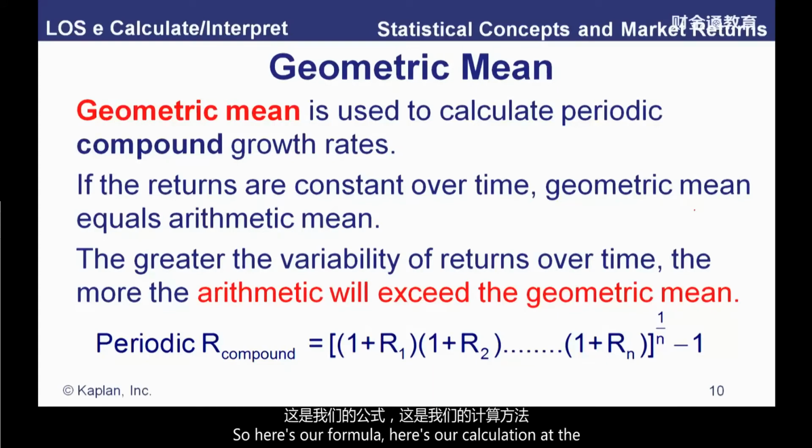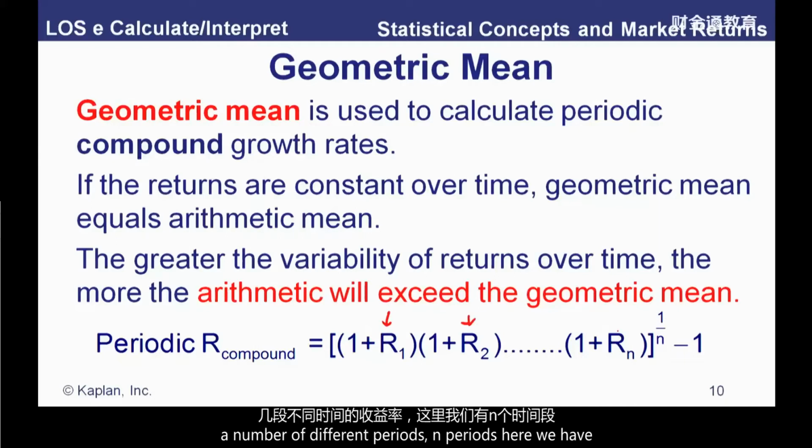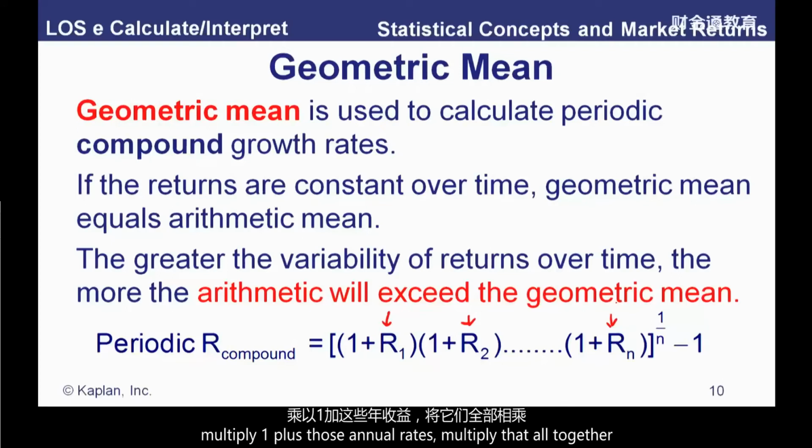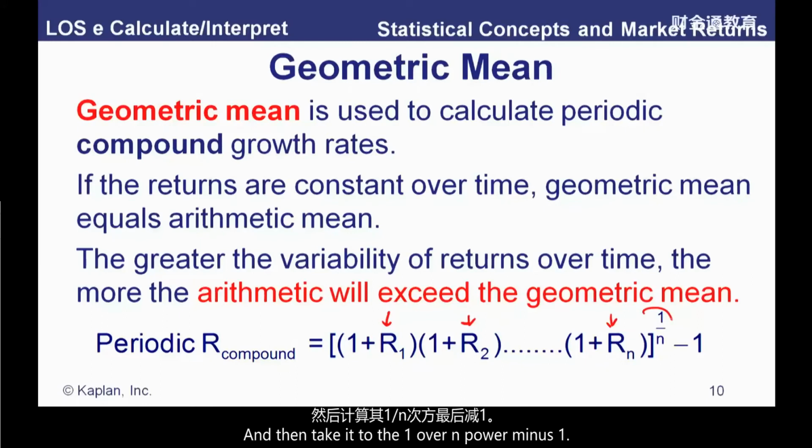So here's our formula. Here's our calculation at the bottom of the slide here. These R's are the returns for a number of different periods, n periods here we have. And so our compound return, say these are annual rates, and we've got n number of years. So we take those, multiply 1 plus those annual rates, multiply that all together, and then take it to the 1 over n power minus 1.